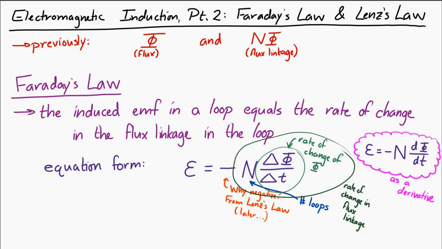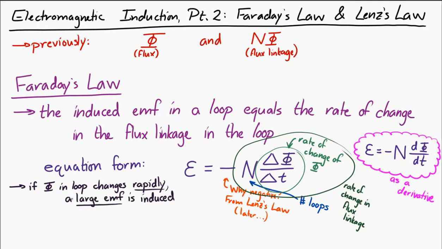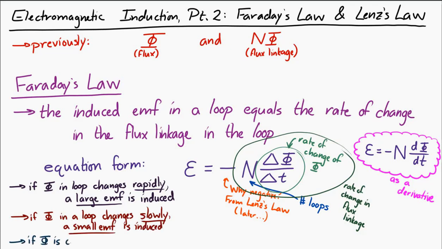Now, what this is telling us is if the magnetic flux through a loop changes rapidly, then a large EMF is created, or induced, in that loop. If the magnetic flux changes slowly, then a small EMF is induced. And if the magnetic flux does not change at all, then no EMF is induced. Okay, so that's Faraday's law.